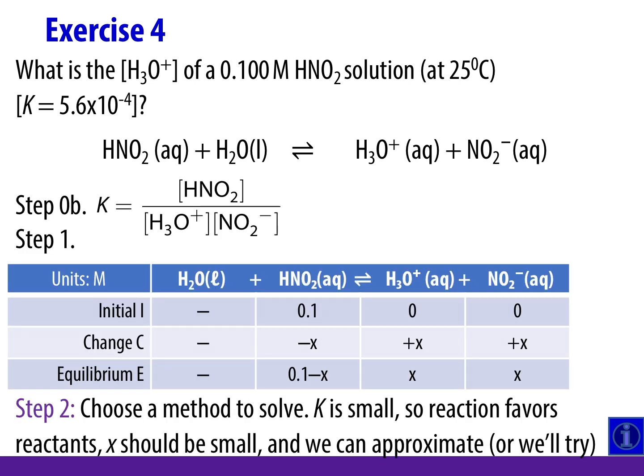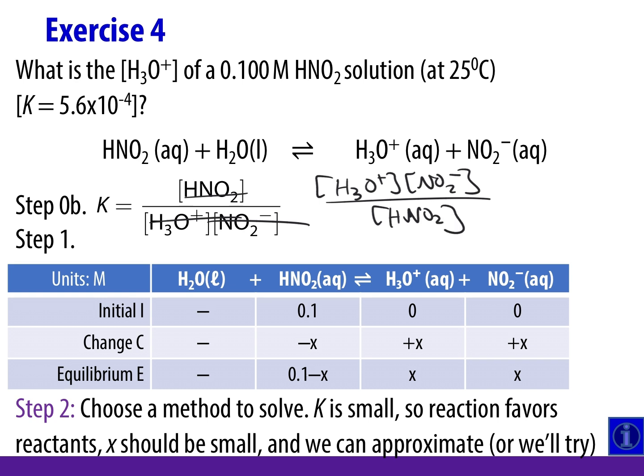Okay, the first couple steps here, writing out the K equals Q. Since H2O is a pure liquid, it doesn't show up there. I don't know what I did here. That's all backwards, so H3O plus NO2 minus over HNO2. Sorry about that. Products over reactants. Then the ICE table here, 0.1 molar HNO2, so that goes there, minus X, plus X, plus X. We start with 0 of the product, so we have to have this reaction proceed right towards products. Our equilibrium row, initial plus change, 0.1 minus X, X and X.